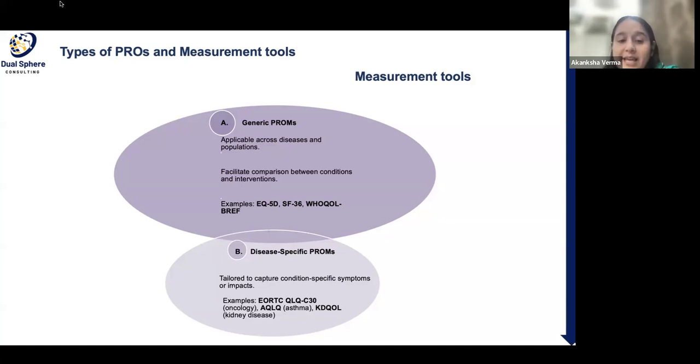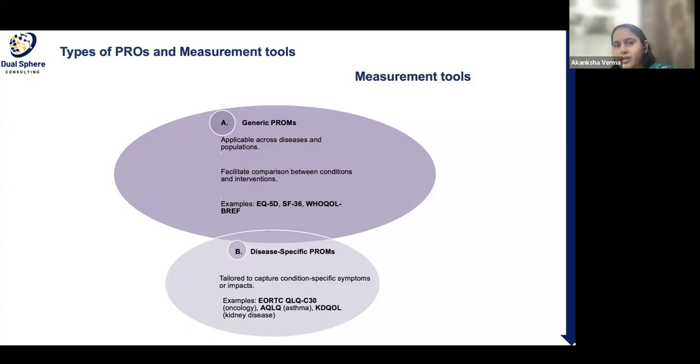Okay, examples of generic tools are EQ5D, SF36, and the World Health Organization Quality of Life tool. These are freely available tools online. If you want to read about them, I would suggest going to their websites. They have a good toolkit and a good explanation available, and you can apply these in your practice or your research, maybe, if you want to. Then the second ones are disease specific PROMs.